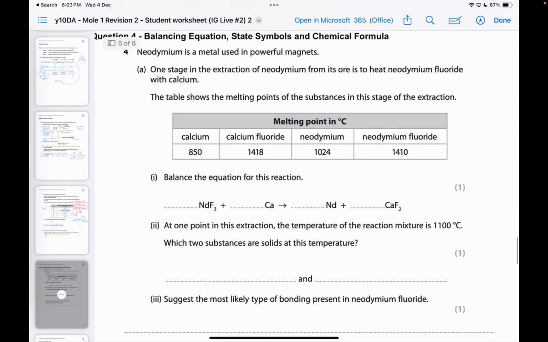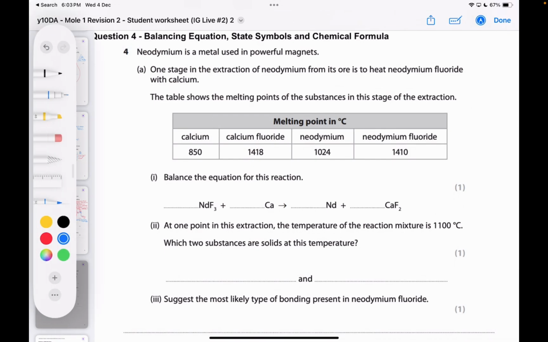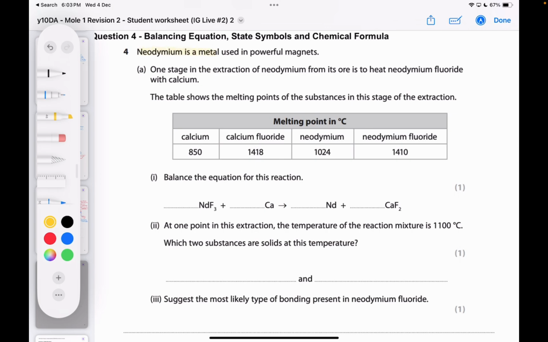Okay, this one. We've got neodymium as a metal used here. So it gives you information. Every statement is information. Don't just skim through the entire question and dive into balancing the equation. So understand that neodymium is a metal. I probably think that's how it's pronounced. If I got it wrong, sorry about that. And we want to balance this equation.